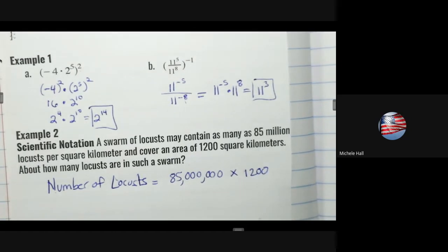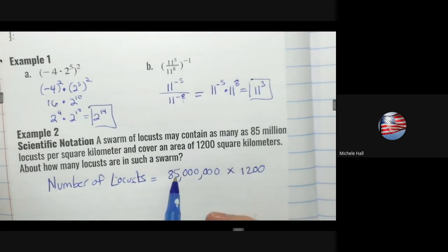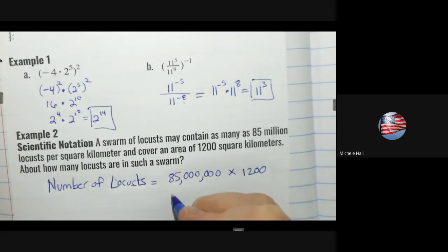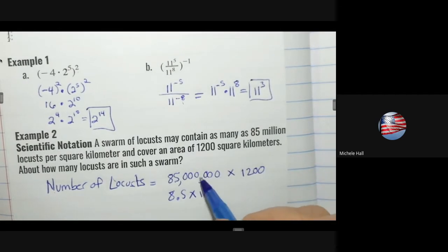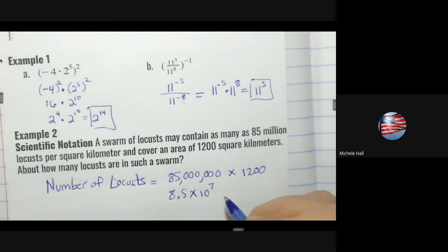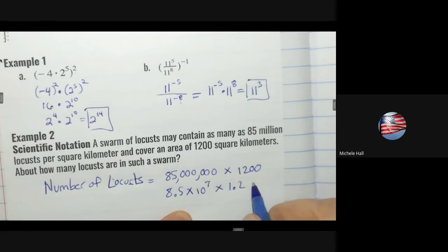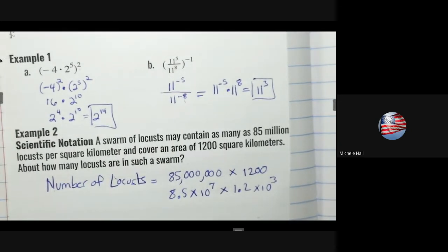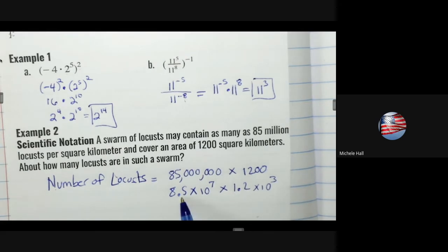We are going to change this to scientific notation, which means we need to move the decimal until it's in the ones place. All we have is one term, so that would be 8.5 times 10 to the 367 times 1.2 times 10 to the 123. All right. Now we are seeing where we have some like bases here, 10 to the 7th times 10 to the 3rd. And we need to multiply 8.5 times 1.2.